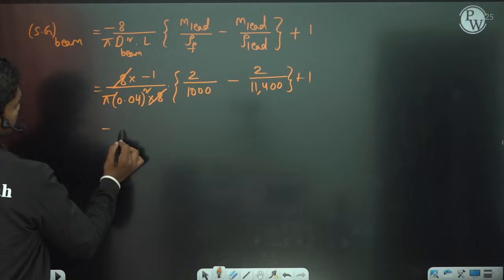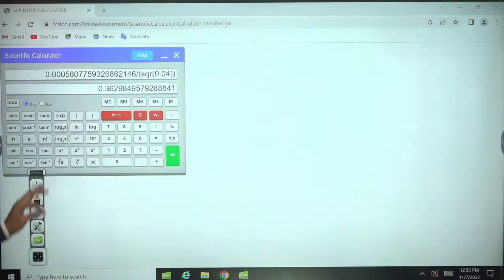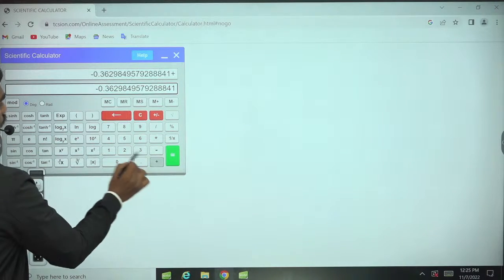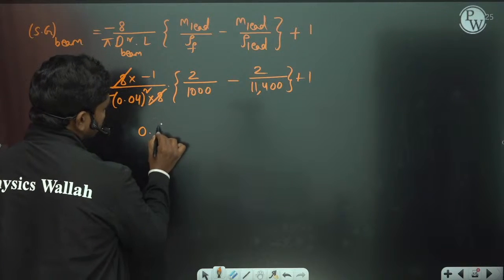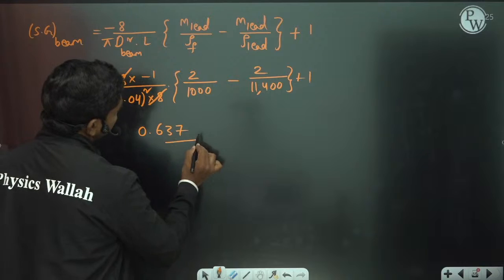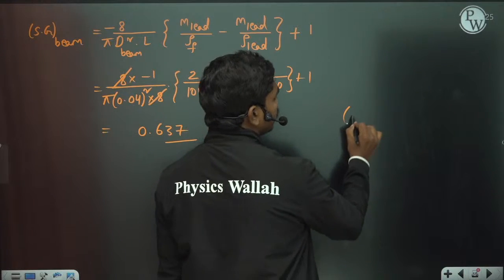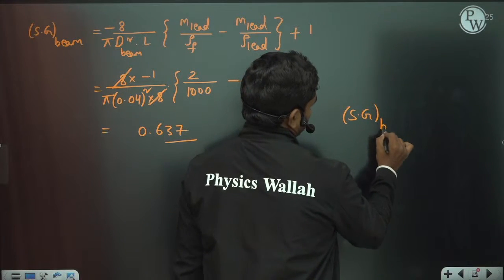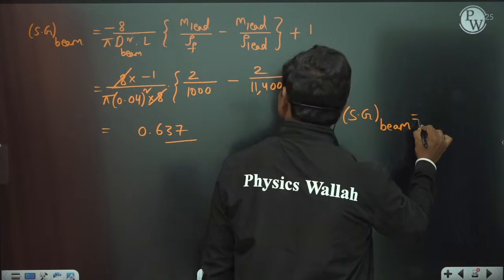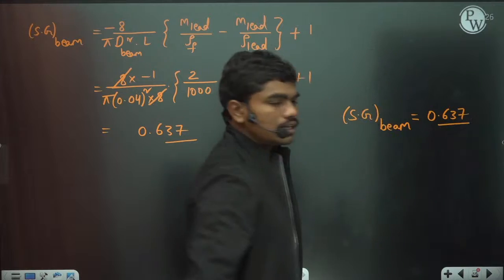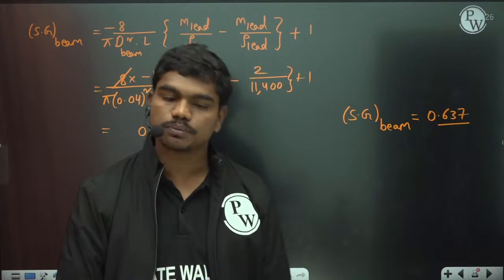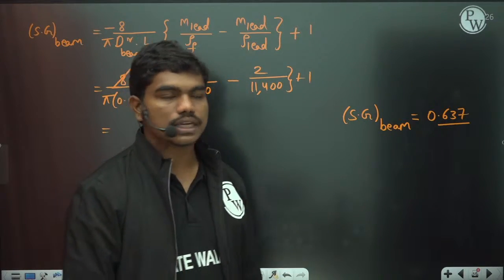So let us substitute these values. If you see, this value has to be subtracted from 1. So if you subtract 0.637, okay, 0.637 is the correct answer. So specific gravity of the beam material is equal to 0.637. 0.637 is the specific gravity of the beam. Okay, so yes, 0.638, 0.67, all these are within the range actually.